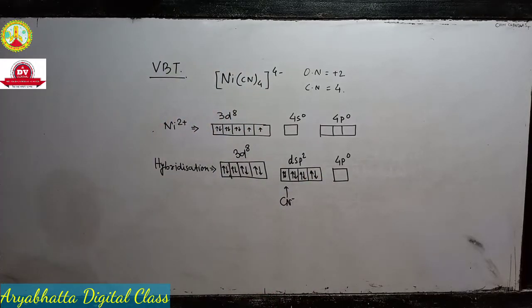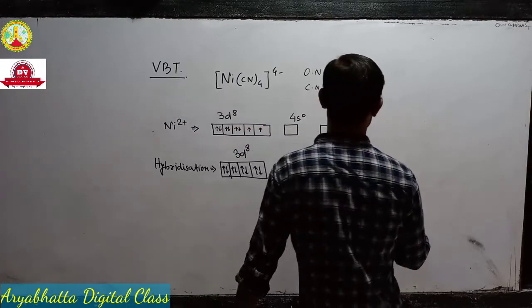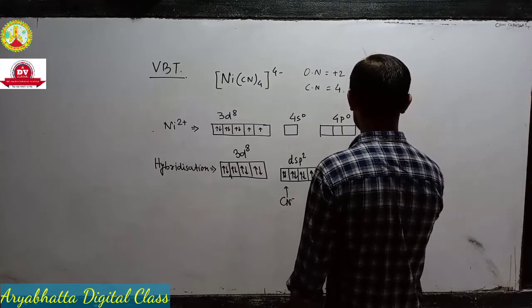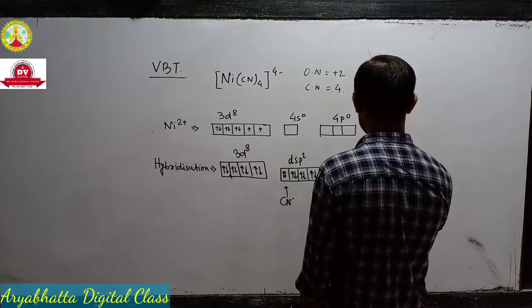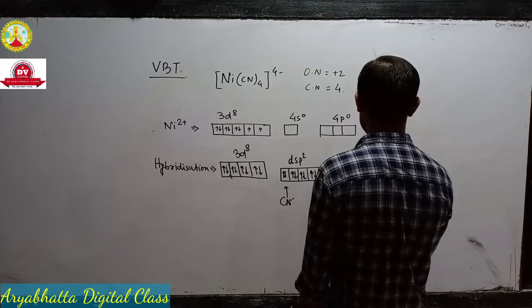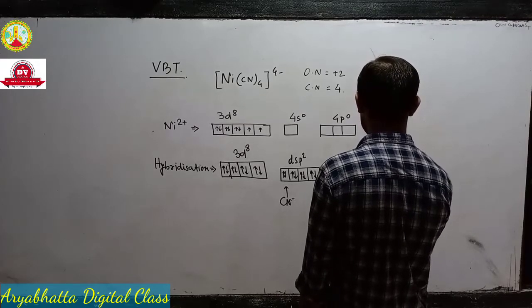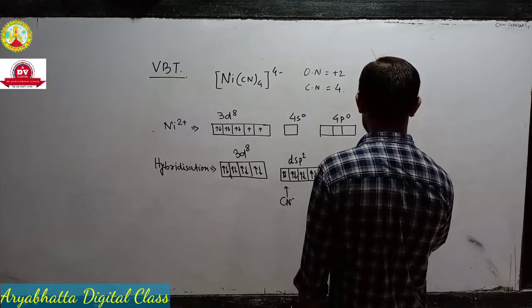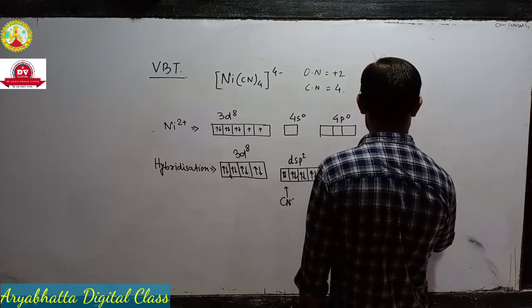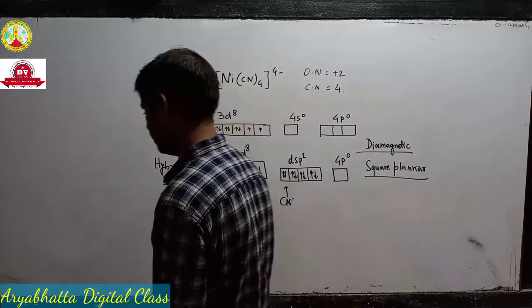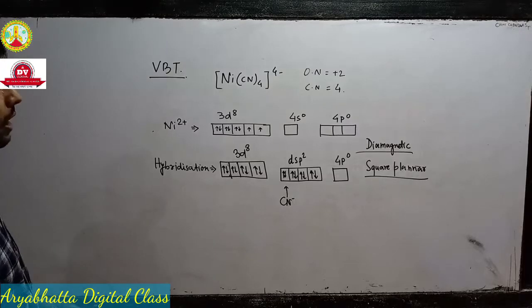So this is formation of NiCN4, with a hybridization of dsp2. So obviously we can conclude two things. One, it's diamagnetic, and other, it is square planar. It has a square planar structure because the hybridization is dsp2 and not sp3.